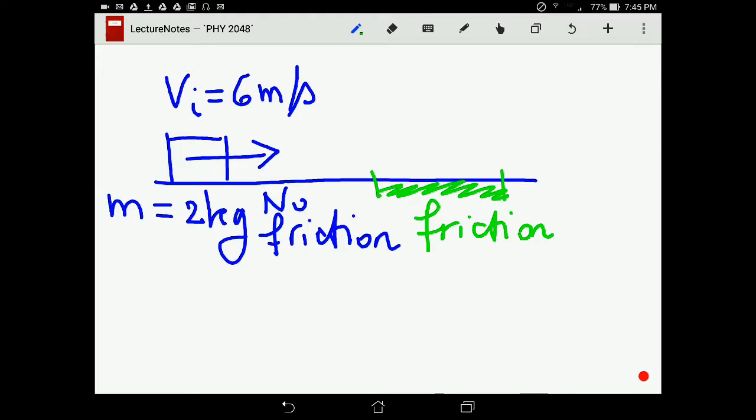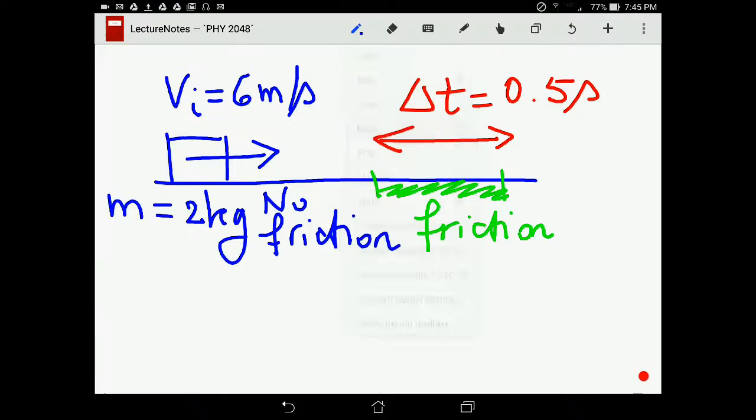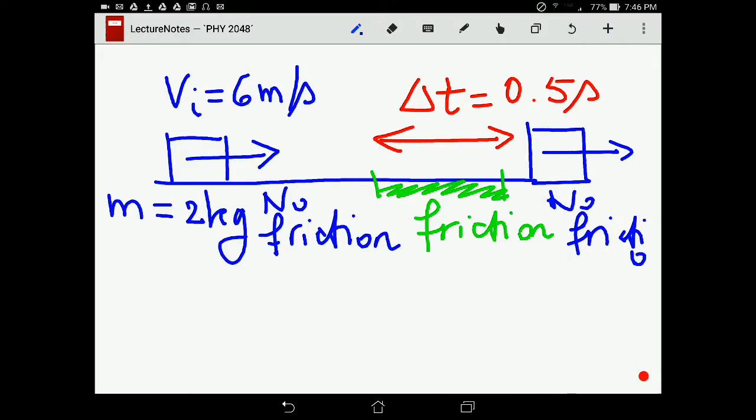So we have friction to worry about over this range. And the box is going to go across this area, this length here, in a time delta t that, let's say, is 0.5 seconds. And so the question is going to be the following. What is the velocity of the box after it goes over the patch and goes back to a surface where there's no friction? So that's the question. What is the final velocity here?